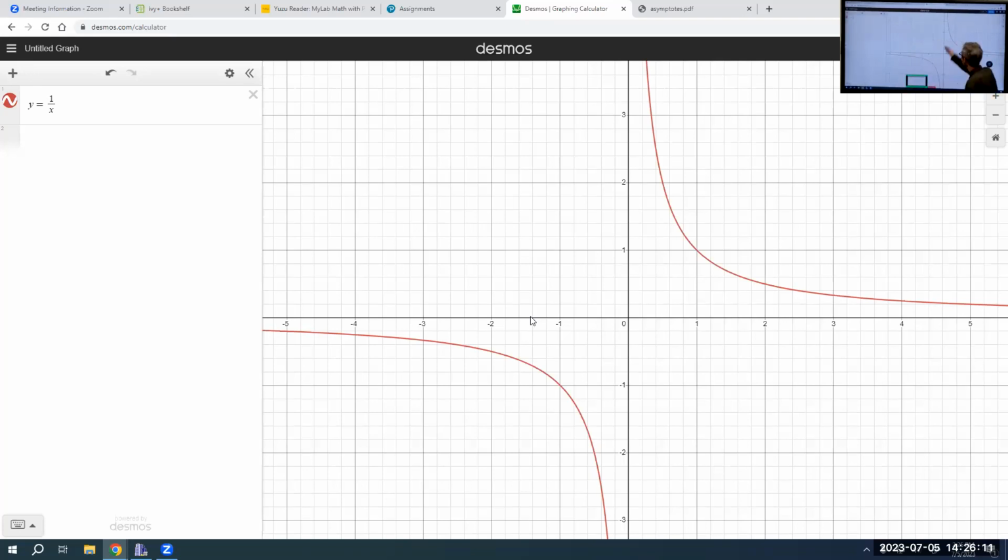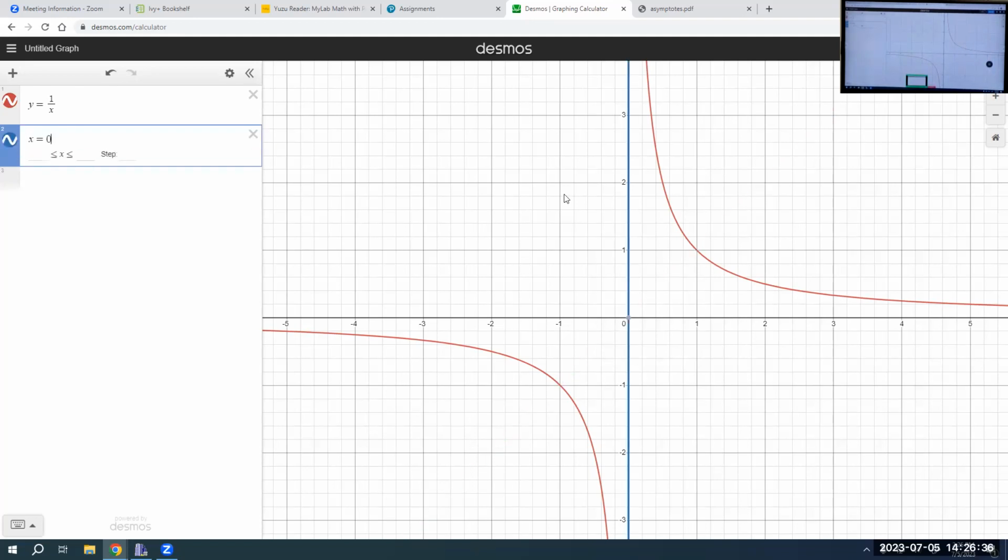One is vertical, and that's, I'm going to say, the more important one. The more important one is that we can't divide by 0. We don't even have a definition of what that means. So we can't divide by 0. That's happening at x equals 0. We also have a horizontal. I'm going to say it's not as important, but it's kind of important.